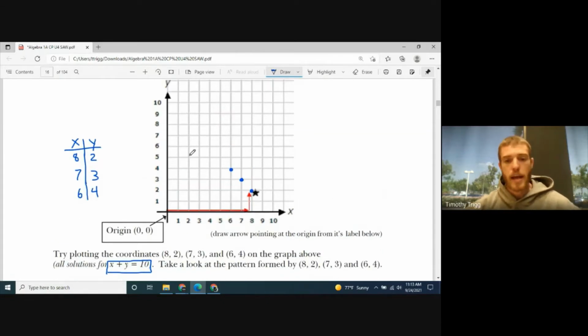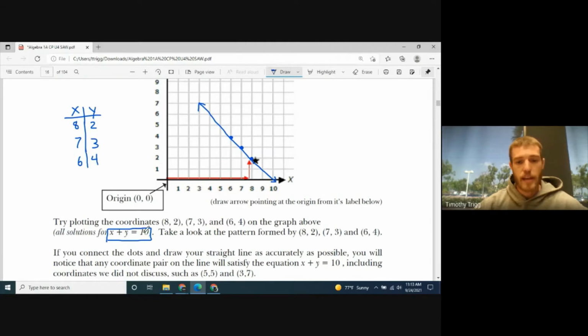Now, I want you to notice that these points that we just drew actually form a straight line. This is a very important concept. What this means is when I see this line, it can tell me additional solutions to this equation. So for example, (5, 5), you see that that's on the line. Well, isn't it true (5, 5) works for this equation? 5 plus 5 is 10. Also, any other point on this line would also be a solution for this equation.